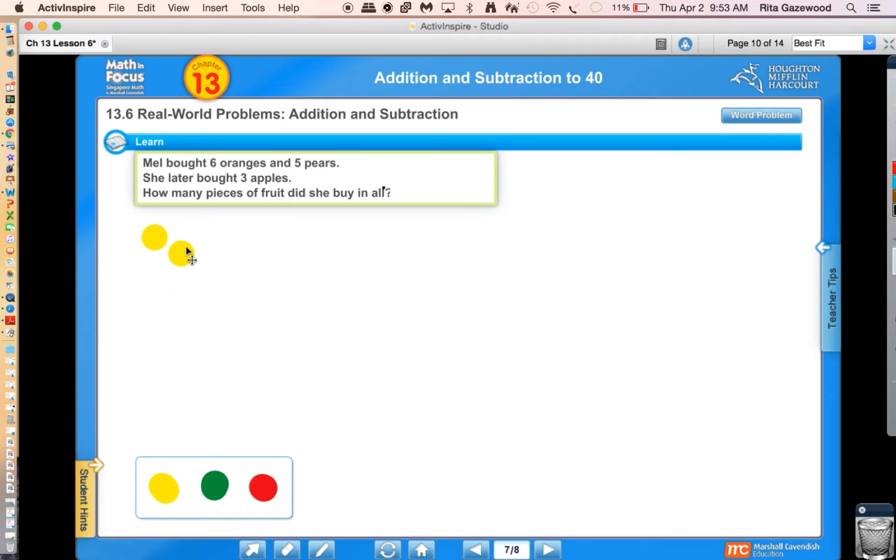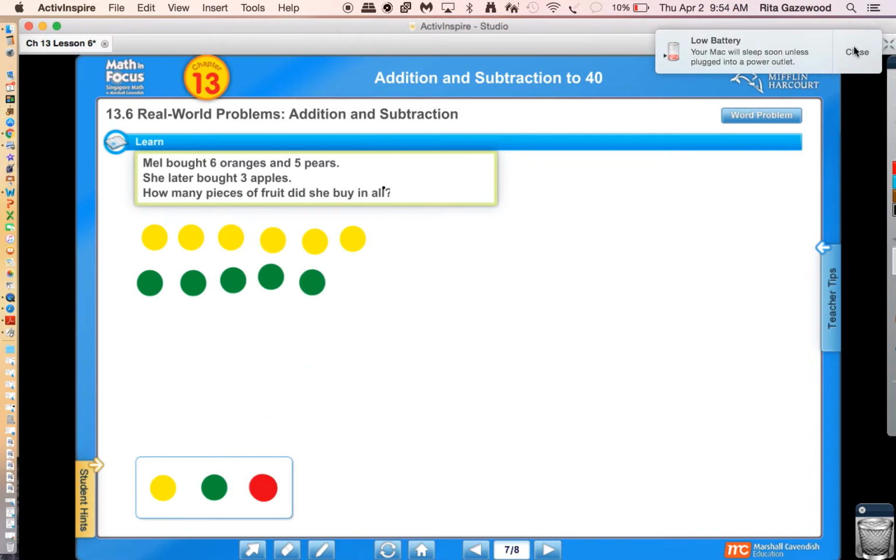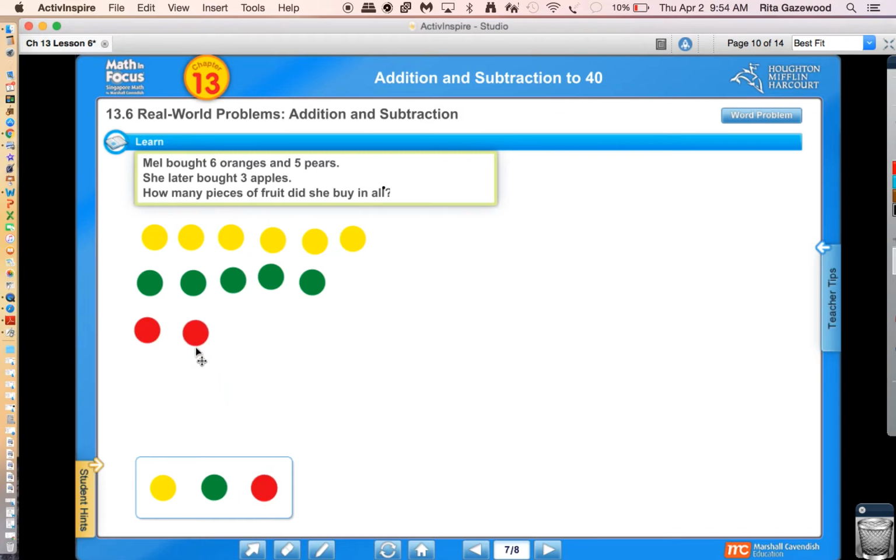1, 2, 3, 4, 5, 6. And 5 pears. 1, 2, 3, 4, 5. And she later bought 3 apples. 1, 2, 3. Now, how do we write that as an equation?